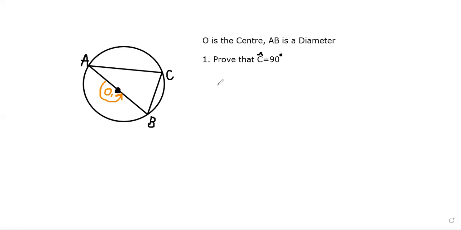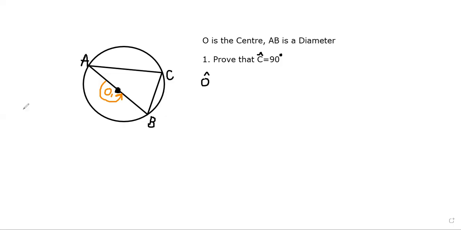So in this session, we're given that O is the center and AB is the diameter. They're telling us that O is the center of the circle, and AB is a diameter. They want us to prove that angle C is equal to 90 degrees. To prove that angle C is equal to 90 degrees, you are going to use the given information.